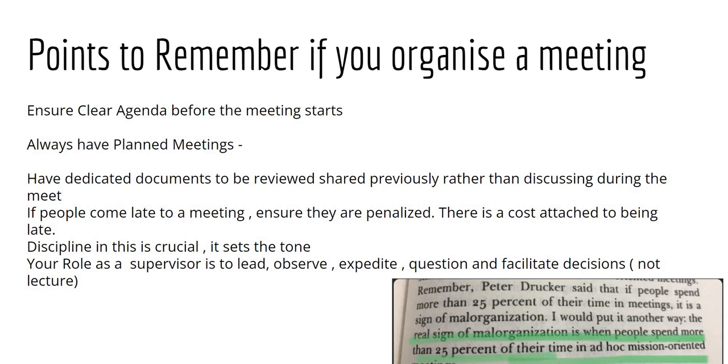Okay, so they themselves should be convinced that this is what we are going to do, and that's when results will play out. So I have also taken a snapshot from the book wherein I mentioned this: the real sign of malorganization is when people spend more than 25% of their time in ad hoc mission oriented meetings.